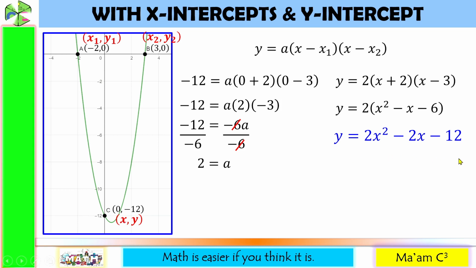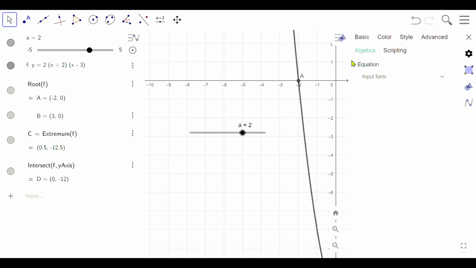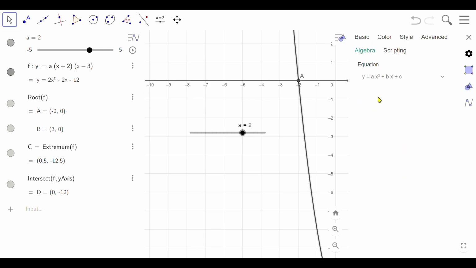Take note of our answer. We're going to check it in GeoGebra. Here is our equation. Let us check if it is in general form. We have y is equal to 2x squared minus 2x minus 12. Same answer that we got earlier.